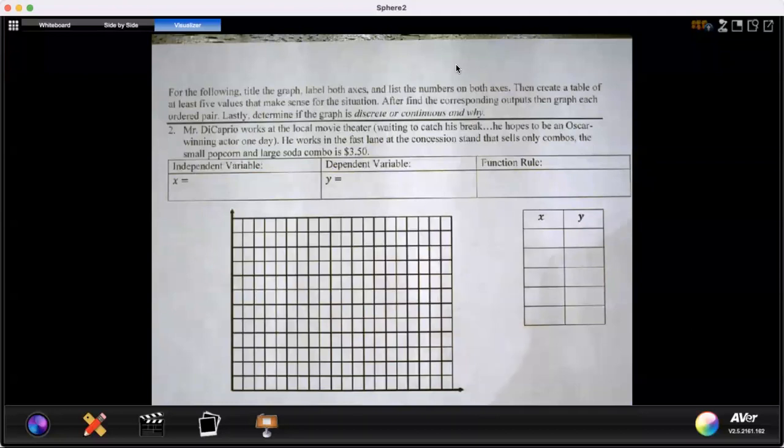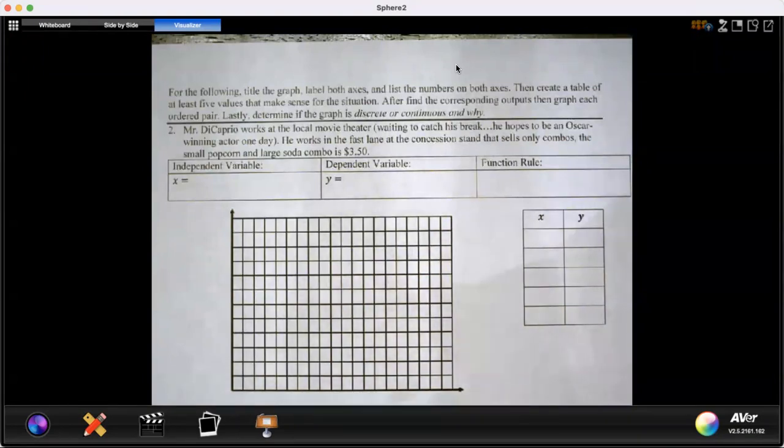Okay, so going into question 2 and 3, the instructions say, for the following, title the graph, label both axes, and list numbers on both axes. Then create a table of at least 5 values that make sense for the situation. After, find the corresponding outputs, then graph each ordered pair. Lastly, determine if it is discrete or continuous and why.